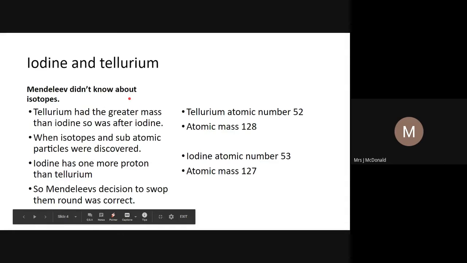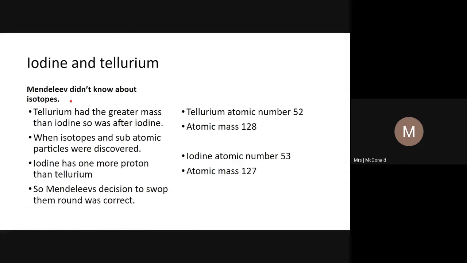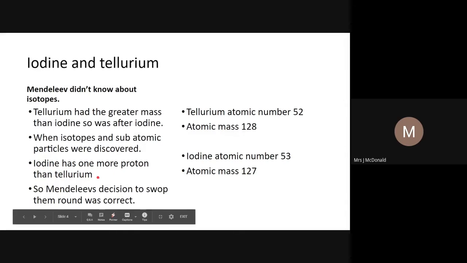And the thing is, at the time, Mendeleev wasn't aware, and scientists weren't aware, of isotopes, which are different versions of an atom with different numbers of neutrons. But what was known at the time was tellurium had a greater mass than iodine. So obviously it came after iodine. But when isotopes and the subatomic particles like the protons were discovered, iodine actually has one more proton than tellurium. So Mendeleev's decision to swap them round was absolutely correct.